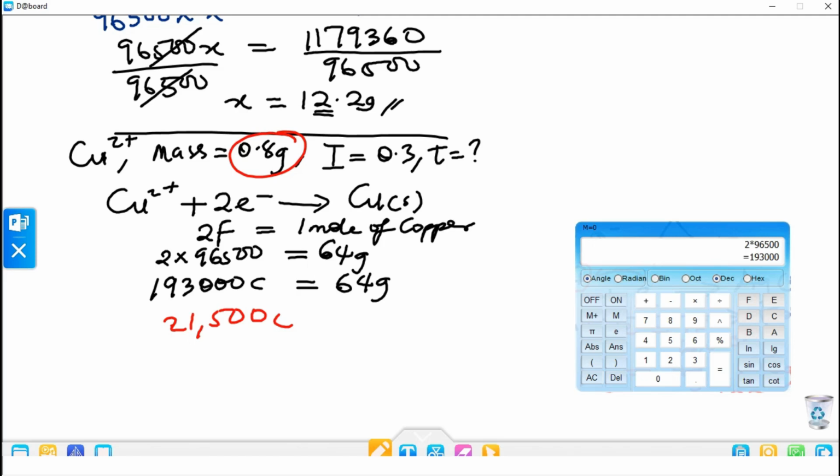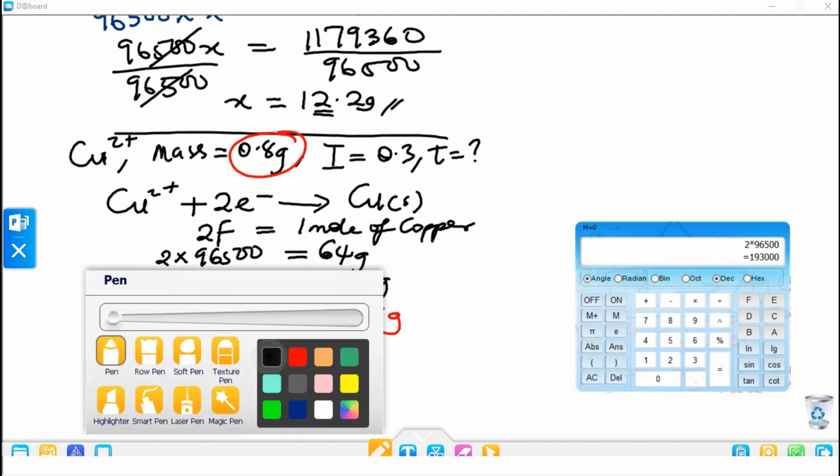So from the equation we have seen that 193,000 coulombs of electricity will give us 64 grams of copper. So what we need to ask ourselves is, what is the quantity of electricity that must have produced 0.8 grams of copper? That is what we need to do. So we have to go ahead, cross multiply and solve.